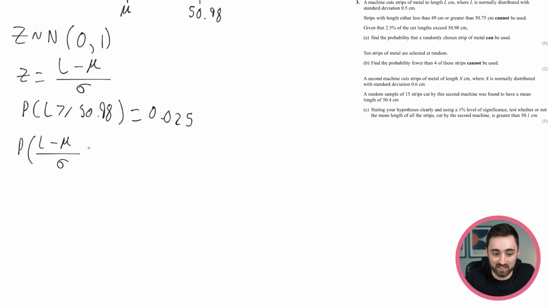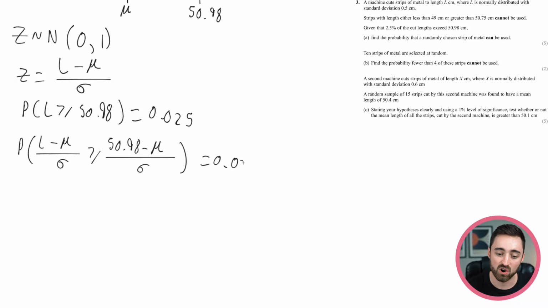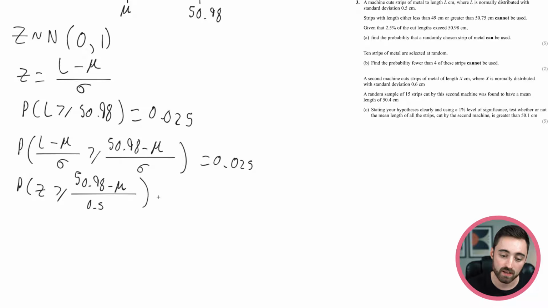So I'm allowed to do that, aren't I? That's just rearranging equations and inequalities. Meaning that I'm allowed to say this, aren't I? That's legitimate. I've not done anything crazy. All I've done is I've said, take away mu, divide by sigma. The inequality still holds. But isn't this thing here equal to Z? It is. So I now know that the probability that Z is greater than 50.98 minus mu over sigma, which we do know to be 0.5, don't we? That's going to equal 0.025.